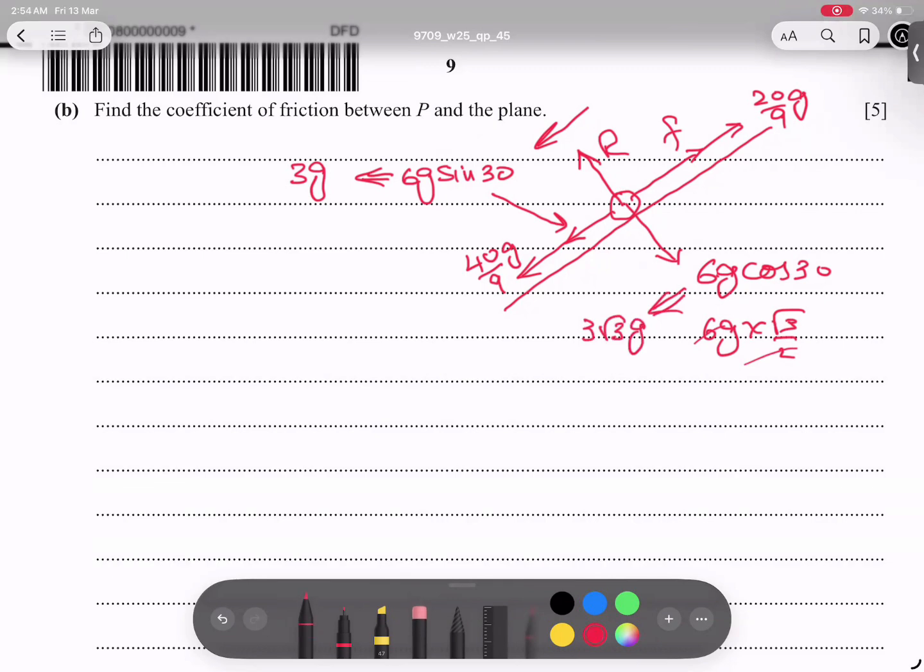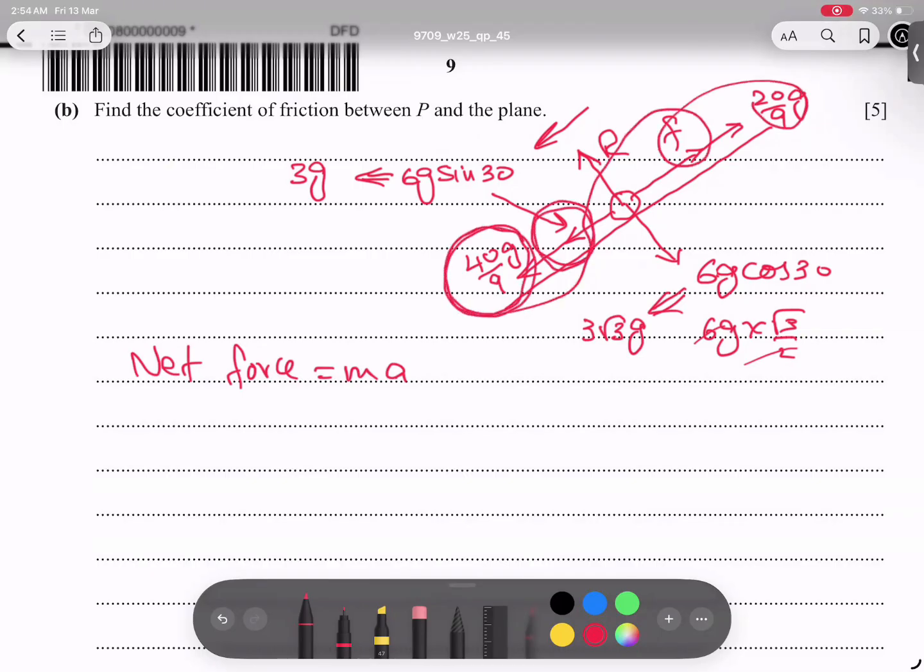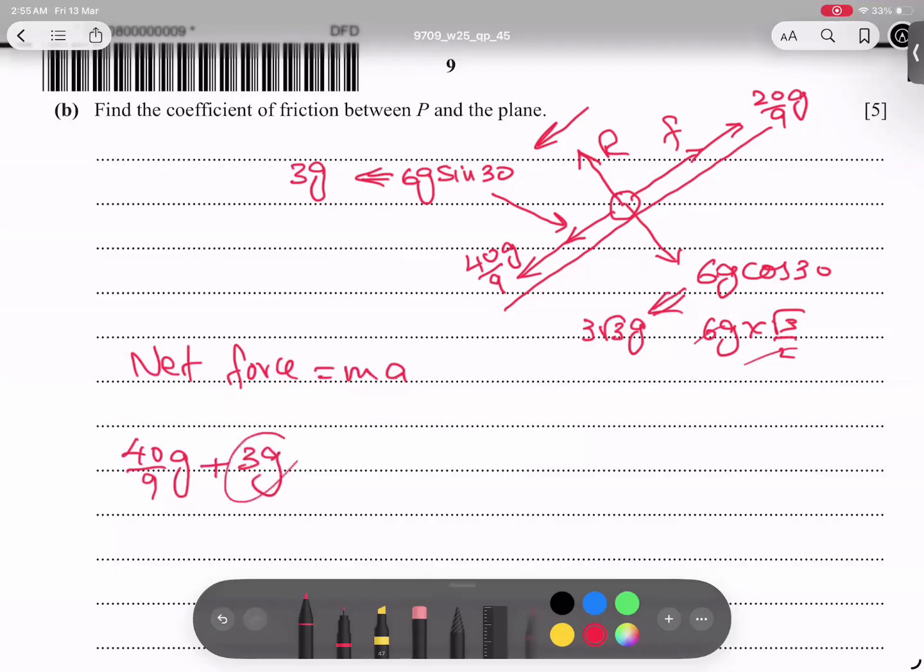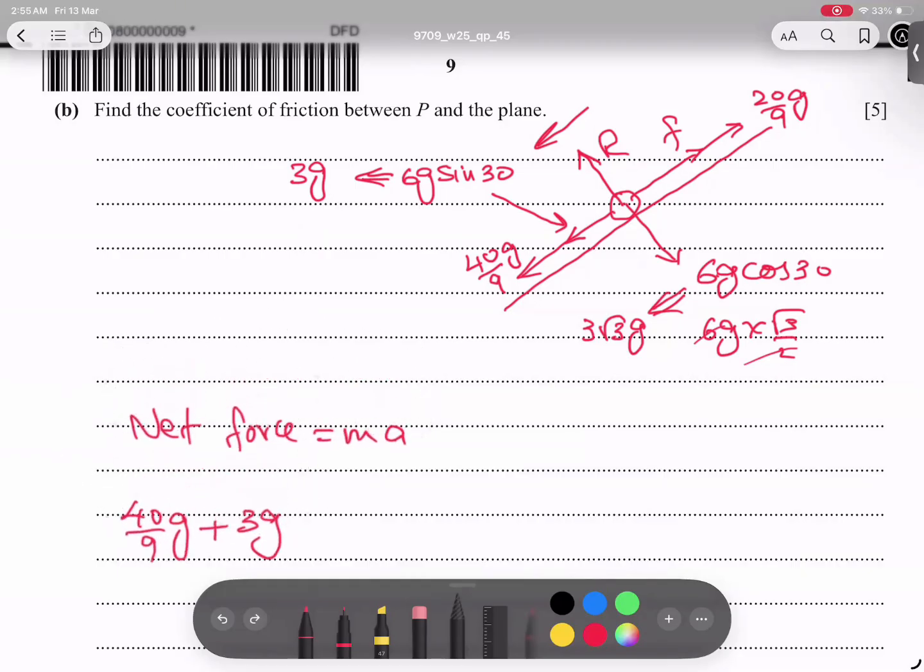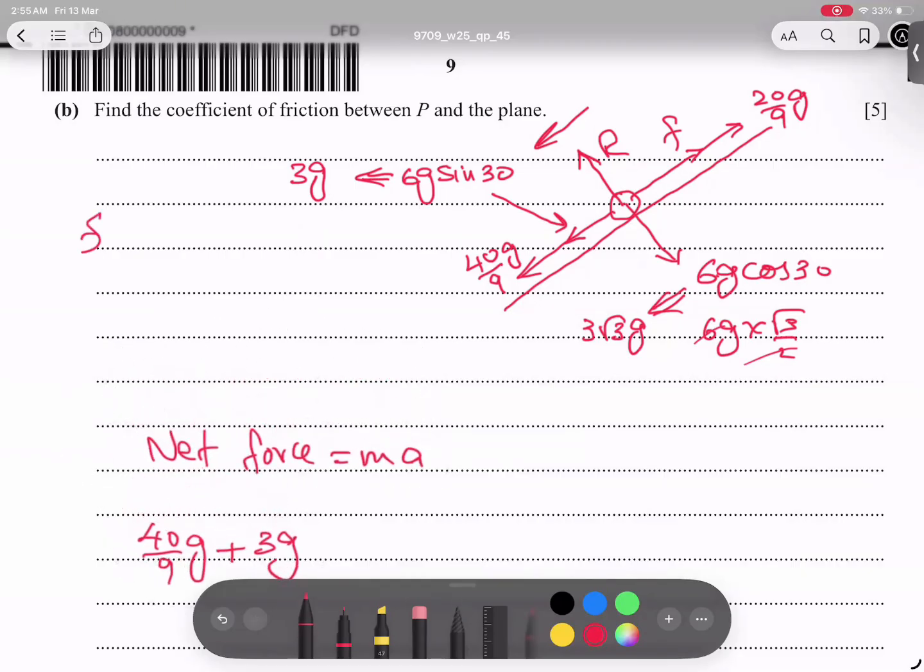Now let's talk about net force equals ma, because the system is moving downwards. So this is a weight component, this is a tension, this is a weight component, this is a friction, this is a tension. I'm going to put it together. So 40 over 9g plus 3g, this comes from the weight component. And how to find the friction component? That's the only part left. F equals mu R, and R is basically equal to this.